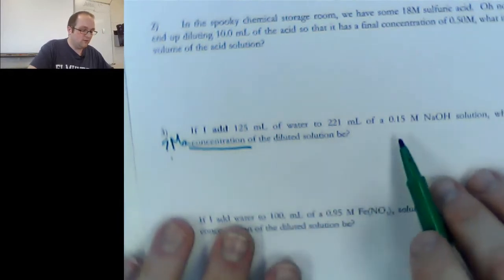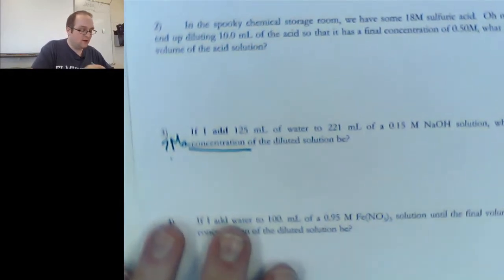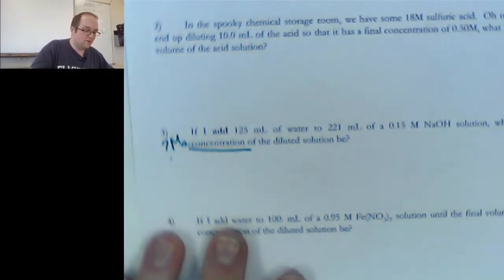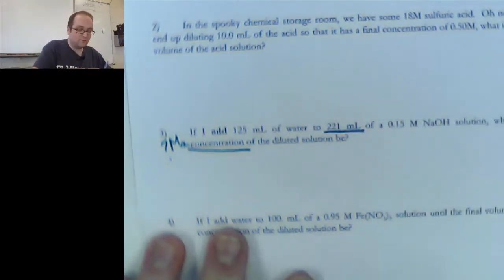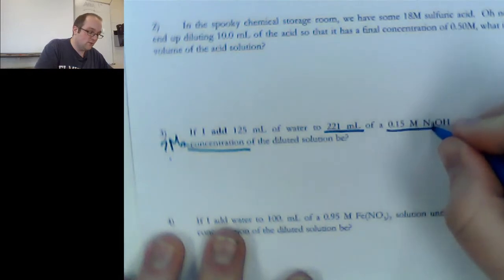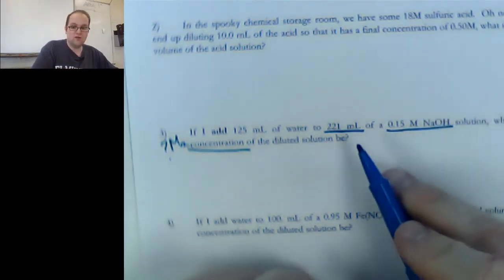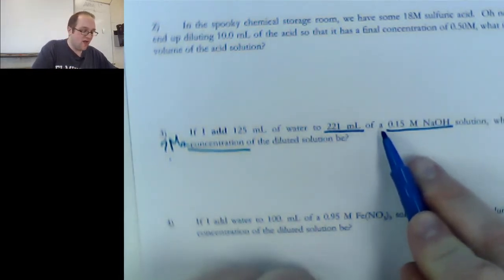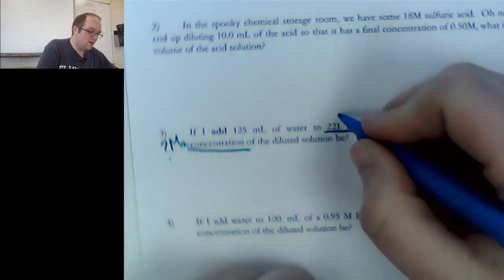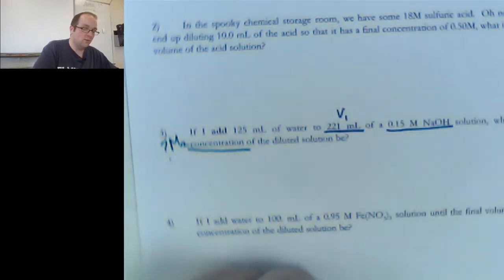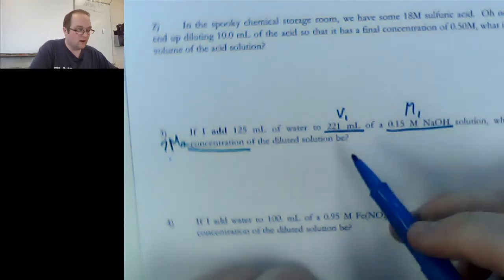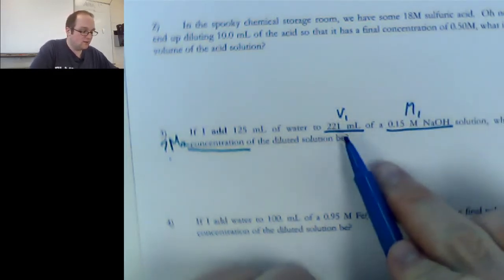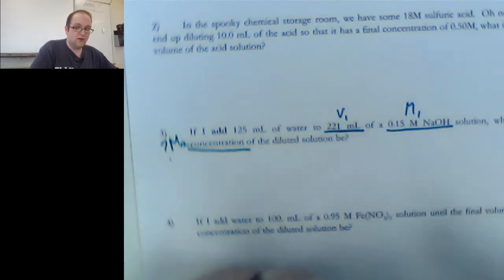And I can see that we're given some important information to help us find that. Right away, some pieces of things fall out to me. So I see that I've got 221 milliliters of 0.15 molar NaOH. Because I have this connection here, this tells me right away that this has to be my V1, and this is my M1. These two things are connected because they are both the concentrated start of this solution.